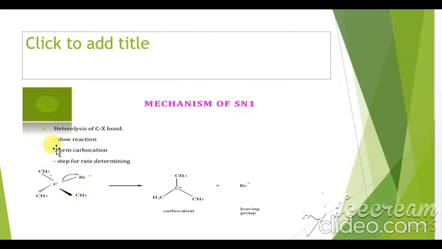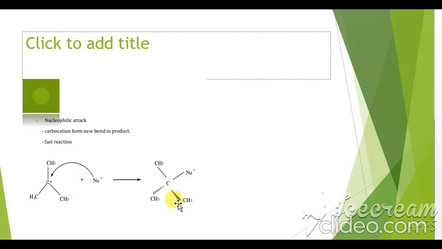For example, here hydrolysis of the C-X bond takes place. This is the formation of the carbocation. When ionization takes place in the presence of polar solvents, the carbocation is formed, and bromide with its negative charge is separated out. So it follows a 2-step mechanism. The second step is that the nucleophile easily attacks the carbocation. As a result, the nucleophile replaces the bromide and attaches here.